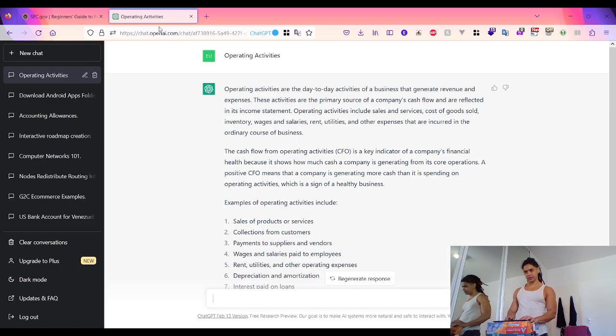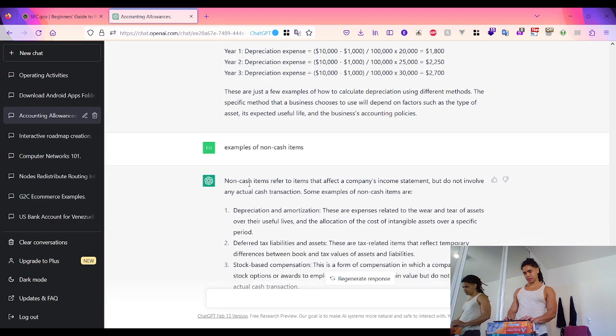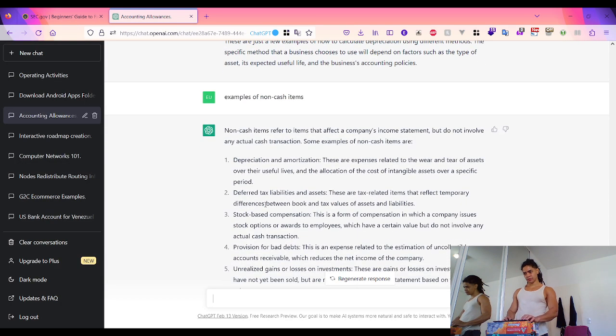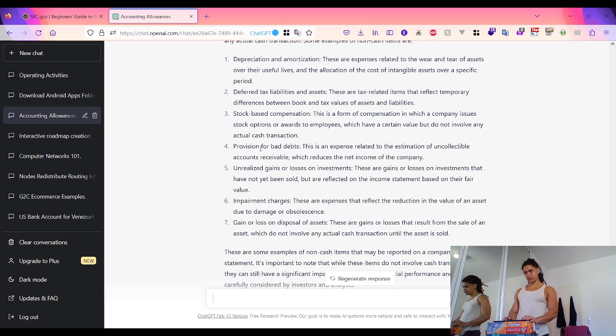For example, what are examples of non-cash items? They refer to items that affect the income statement but do not involve any actual cash transaction, such as depreciation and amortization, stock-based compensation, provision for bad debt, gain or loss on disposal of assets.